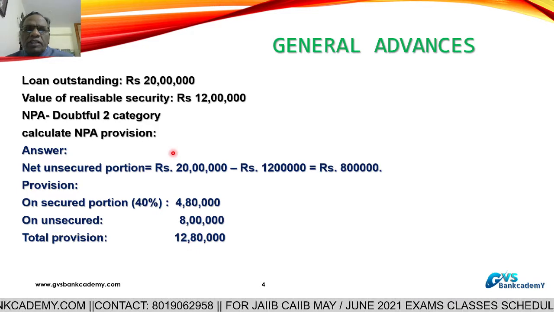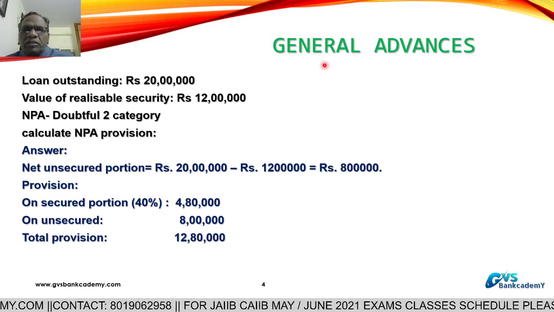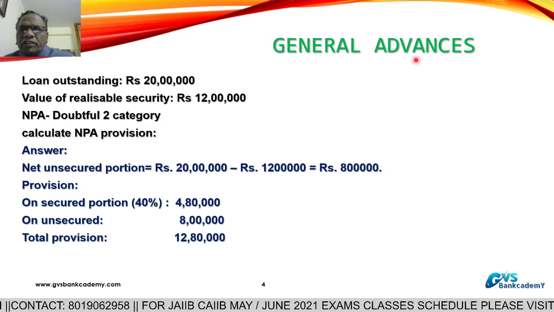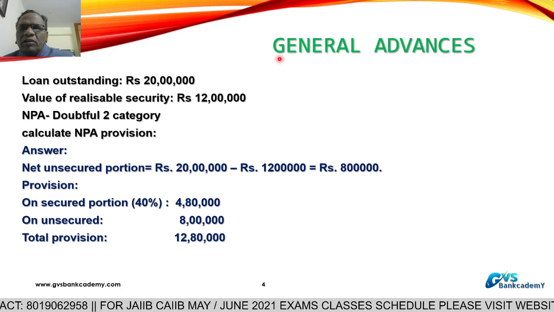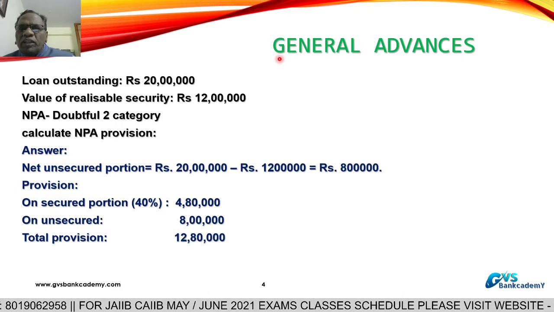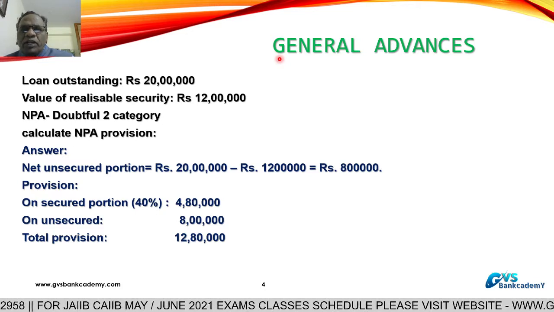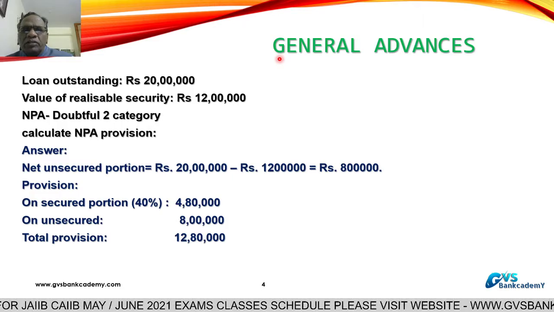These are 3 case studies. One is ECGC, second is CGTMSE, third is general advances. With these 3 case studies, in any examination, whether JAIIB or CAIIB or any promotional exams up to scale 5, we can answer any question about NPA provision calculation.